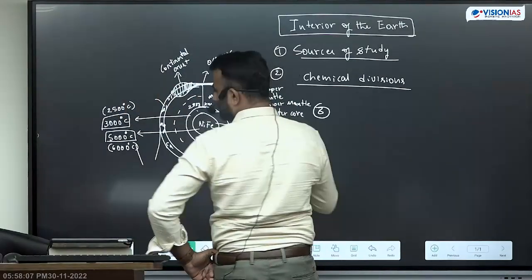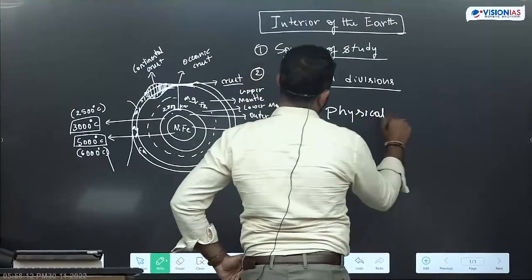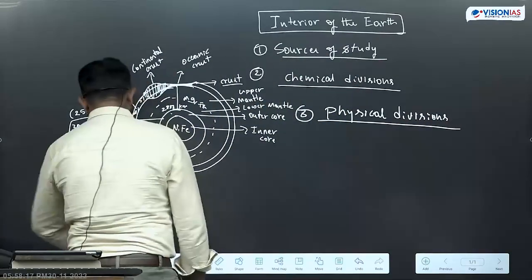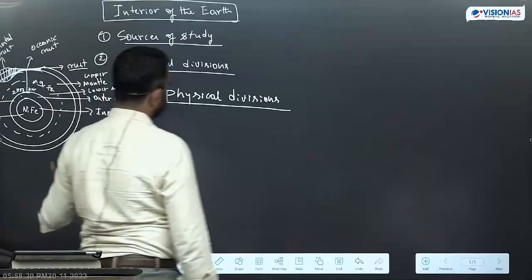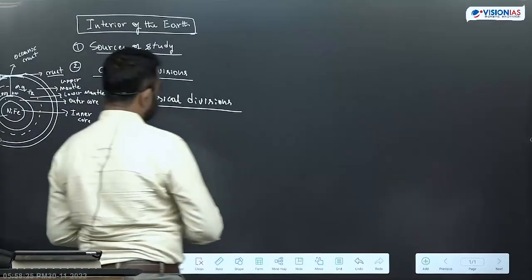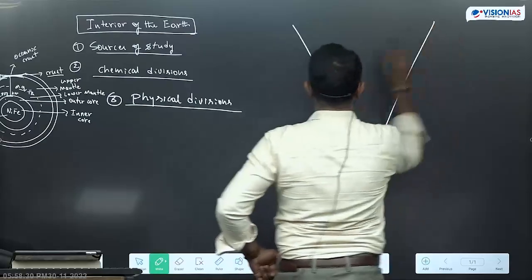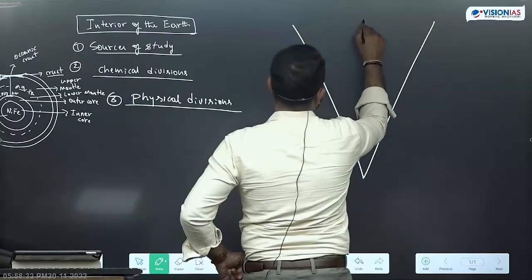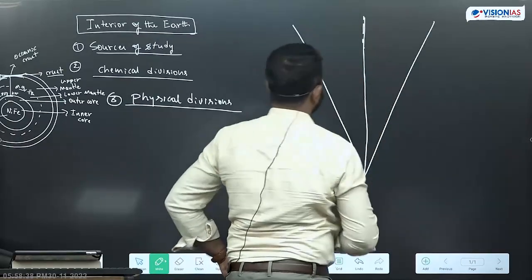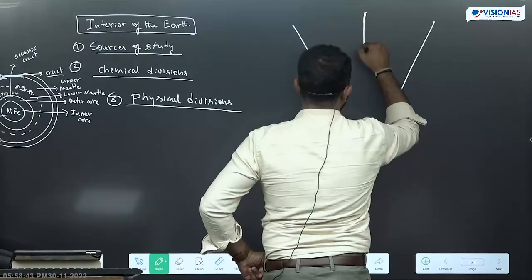Physical divisions refers to the divisions of Earth's interior based on the physical status, physical conditions. Okay, so immediately try to draw this figure. I will not be giving any extra time. By now you should know this: whatever I write here, you have to draw immediately.